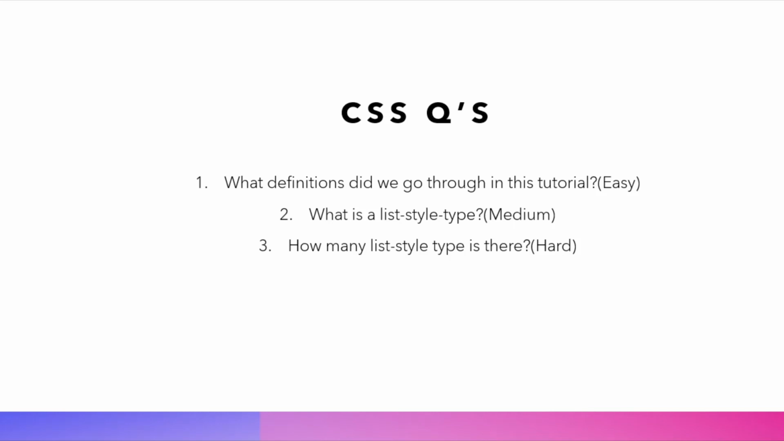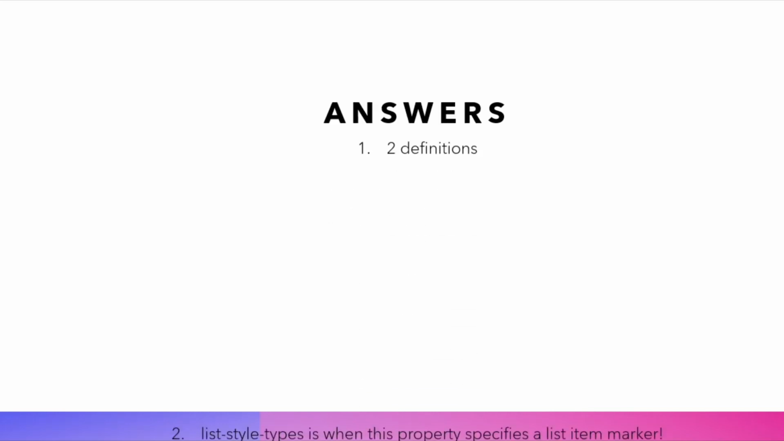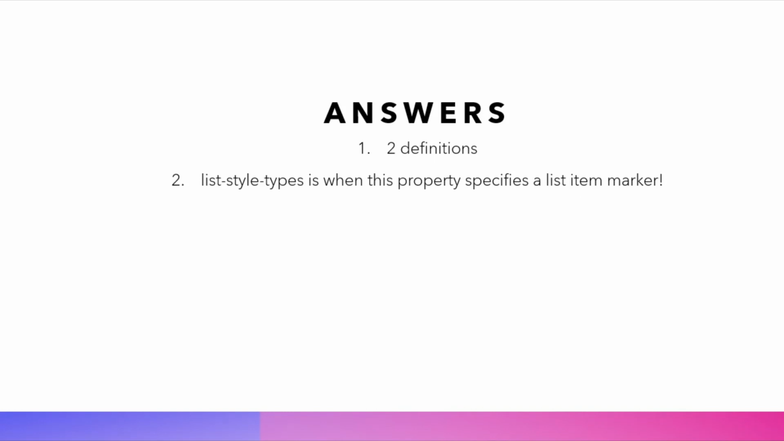So now let's just get on to the answers. For number 1, there are 2 different definitions. Number 2, list style type is when this property specifies a list item marker, and number 3, 22 list types.